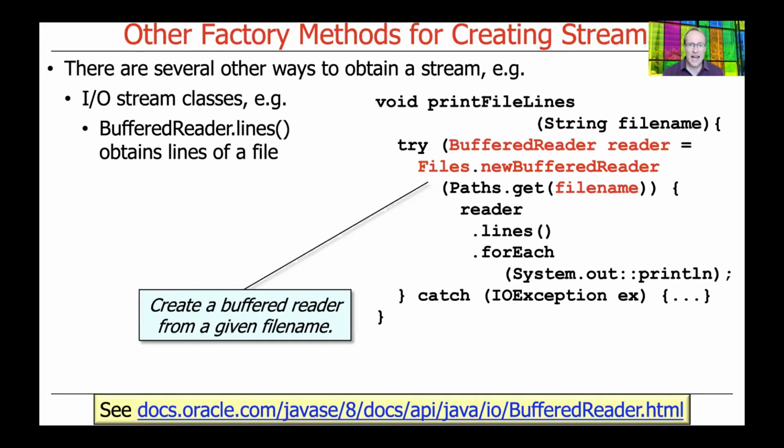Well, one of the things that they added with Java 8 was a new feature to the BufferedReader class called the lines method. And you'll see what we can do is use the BufferedReader to get a stream of lines which you can process using stream mechanisms. So this particular example will create a buffered reader from a given file name. So we have a method called print file lines, and you give it a file name that you want to print. And the first thing it does is it makes a new buffered reader object.